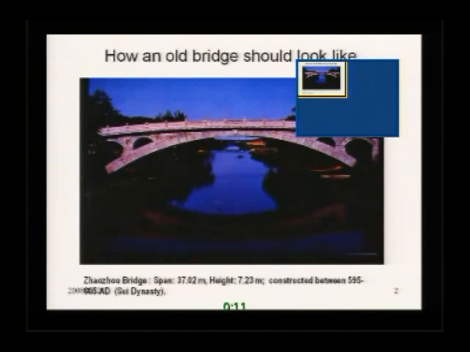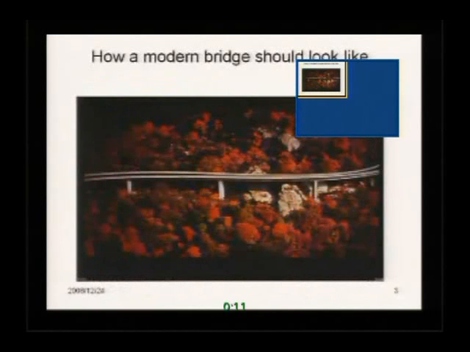And it's a very graceful bridge. The span is moderate. It's not that high, but not that long. But it's respectable, considering it was built 1400 years ago, and it looks very pretty. And of course, a new bridge can also be very graceful. See this bridge, it's a curve, it's very nice, and the background is also beautiful.